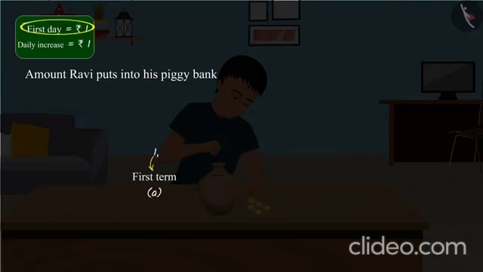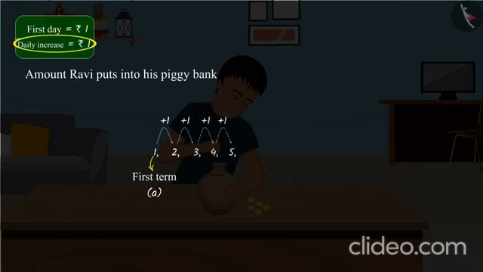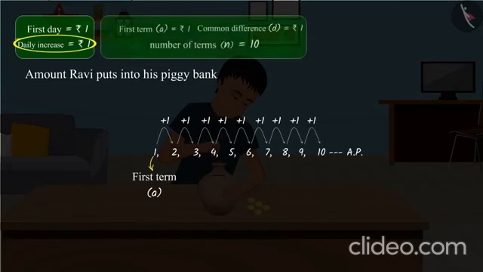Absolutely right. The first term a will be 1 because he puts 1 rupee in the piggy bank on the first day. Because Ravi increases the amount by 1 rupee per day, he will put 1 plus 1 equal to 2 rupees in the piggy bank the next day. Going forward in the same manner, we will get an arithmetic progression, which represents the money Ravi puts into his piggy bank every day.